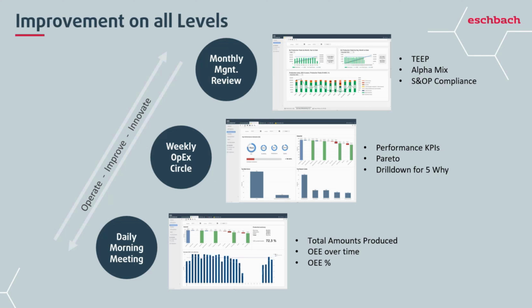And then on the site and business unit leadership level, you're more looking at an alpha mix or at your S&OP compliance. And between all of these levels, it's really important to create a collaborative culture. Like OEE, operational improvement, innovation goes in both directions. And it's really important to think of this, as I said before, as a team sport.